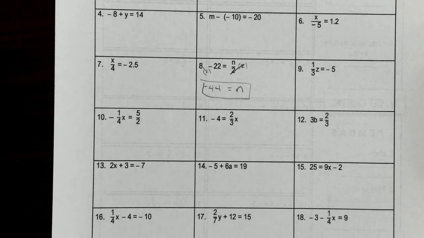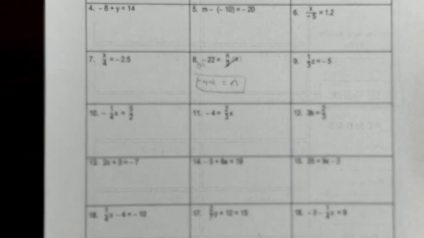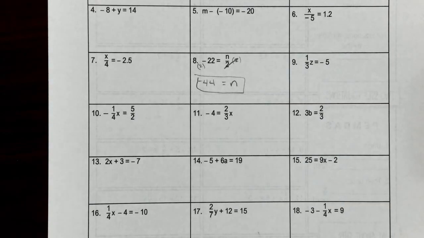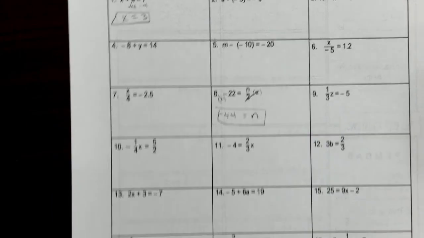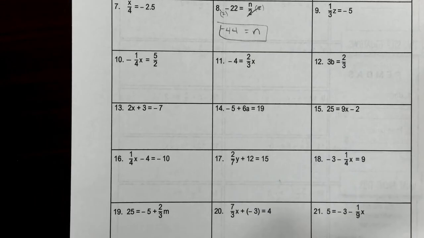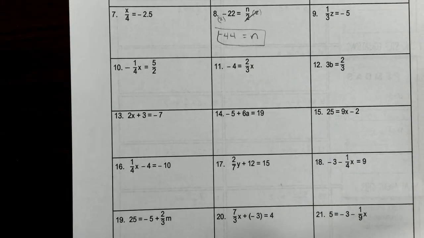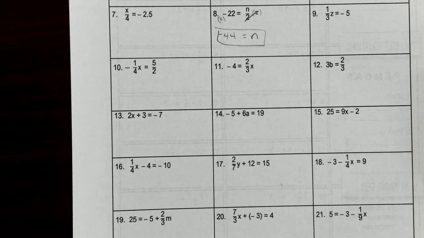All right, Muhammad, you there? Yes. Okay, pick a number 1 through 24. Not number 1 or number 8. 13. 13, okay. What's going to be your first step, Muhammad? Subtract 3 on both sides. Awesome.